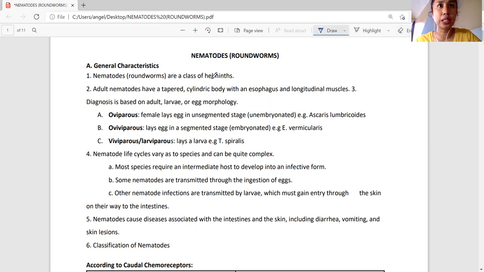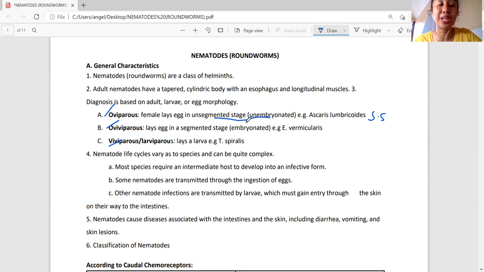Class, ang gusto ko lang ilagdag dito. So class, meron tayong review lang, 3 terms. Oviparous, and viviparous or larviparous. So when we say oviparous, the female lays an unembryonated egg. Example, Ascaris and Strongyloides stercoralis class. So SS rin kasama dito.